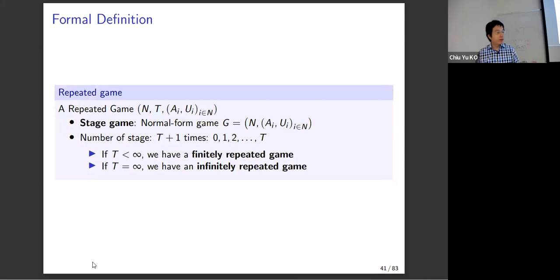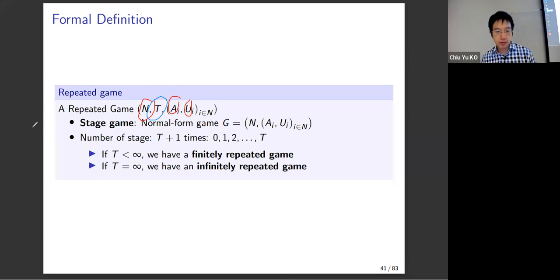So now let me formally introduce the game. It's very simple. It's just a normal form game, N, A, and U, the same thing. The only new thing is T. T is a number there. T tells us how many times we repeat. That's it. Either T is infinite or finite. Of course, we focus on infinite in our model most of the time.